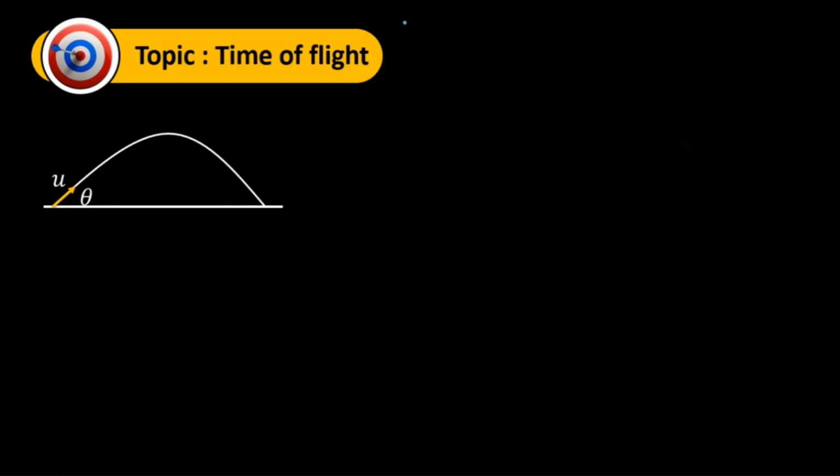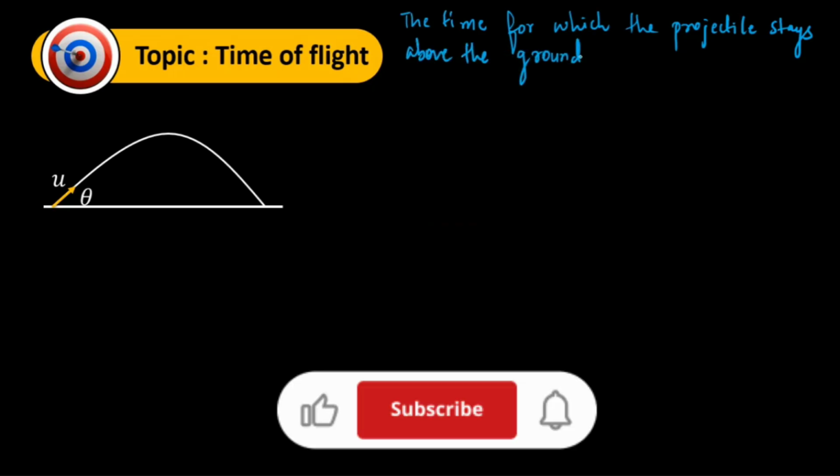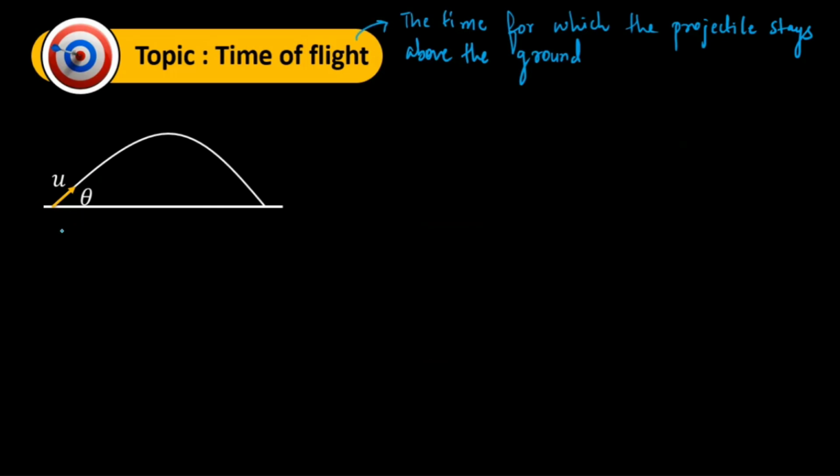As I already told you, the time of flight is the time for which the projectile stays in air, or you can say the time for which the projectile stays above the ground. That is referred to as time of flight. For whatever time it is above the ground, we call it time of flight. So let us try to find out what time of flight is and how we can actually calculate it.